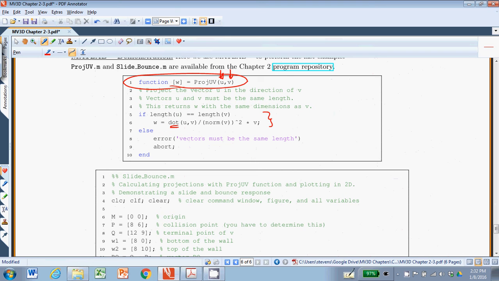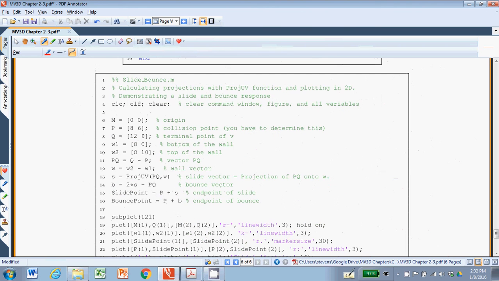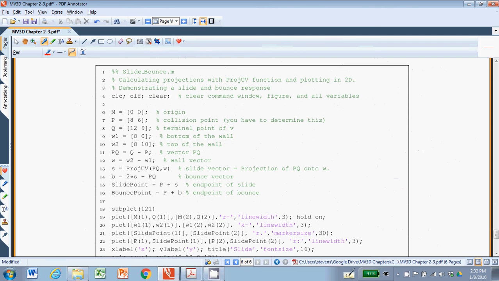The dot product is an actual MATLAB function. Norm is an actual MATLAB function. It's just the norm or the length. And I square it, and I multiply, standard multiplication, times V. And I'm going to use that in this slide bounce, which is also in the Chapter 2 program repository. There's where I start. This is where I hit. I figure that out by hand, and we'll show you different ways to do that in the machine. Actually, we did a little bit of that in Chapter 1, so you can automate that as well. This was where it was supposed to end.